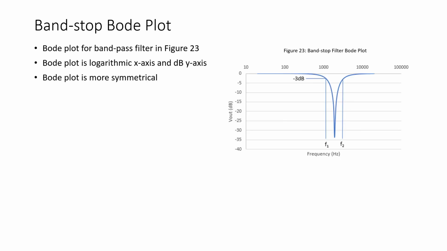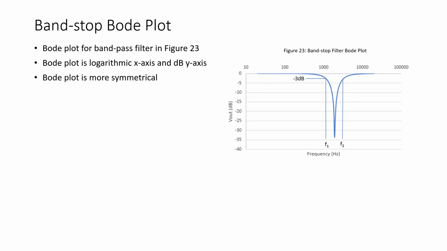So as we saw with the band pass filter, we can improve this graphical representation of the filter's response by using a Bode plot. The x-axis is logarithmic and the y-axis is the output in decibels. And notice how much more symmetrical this graph looks than the graph of figure 22. It's much easier now to predict the output voltage at a selected frequency.